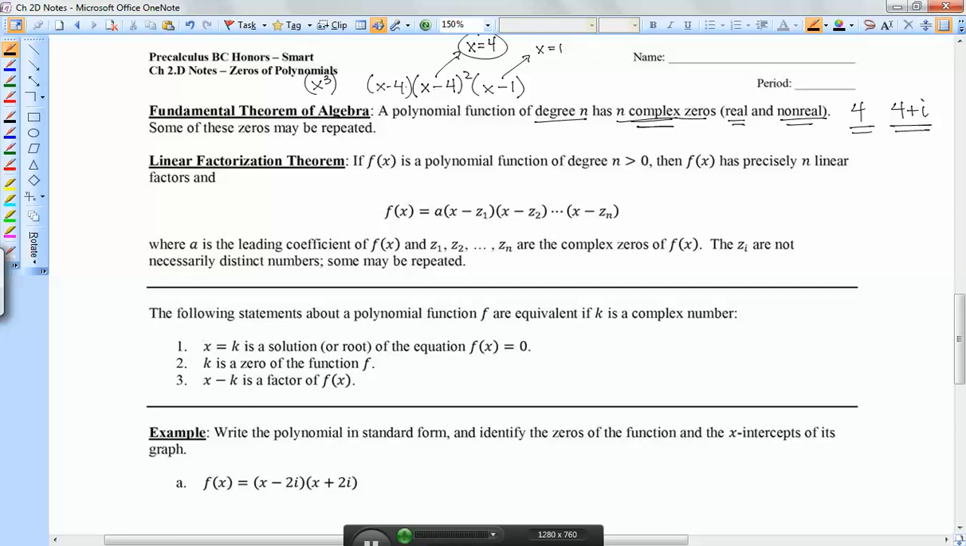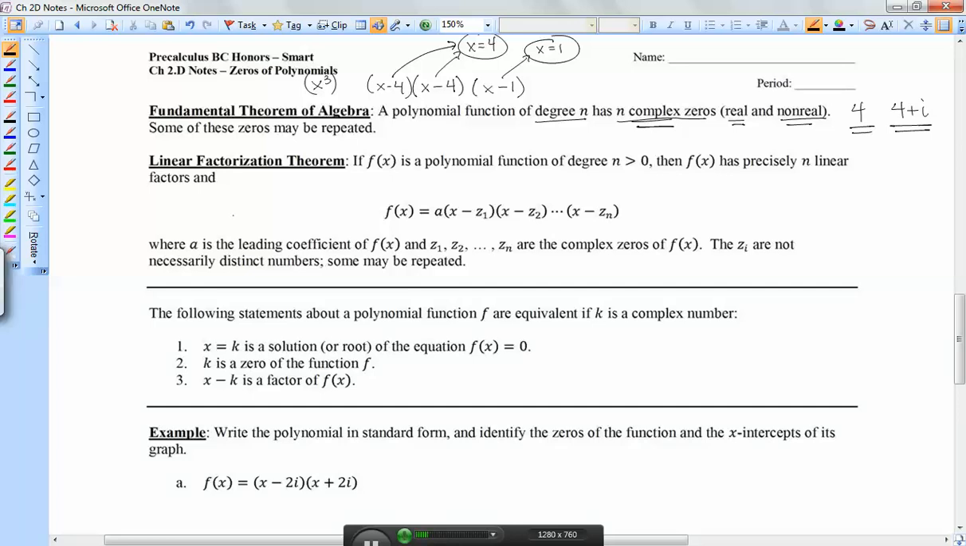I could also write it this way, right? So x minus 4 is a repeated zero. You would call it a zero with multiplicity 2. And x equals 1 is a zero of multiplicity 1. So still you get 3 zeros. In this case, they're all real, but one of them is repeated twice.